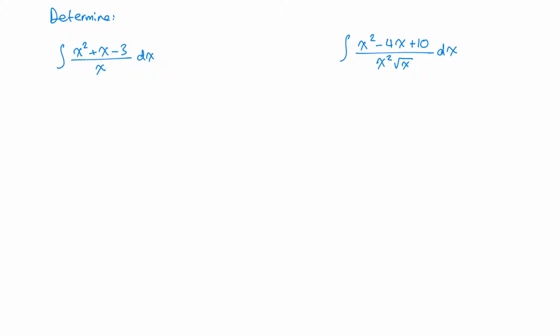Okay, for this question we're trying to determine the integral of x squared plus x minus 3 over x with respect to dx. So what I will do first is I will separate this into x squared over x plus x over x minus 3 over x dx. And then I will simplify it as x plus 1 minus 3 over x with respect to dx.